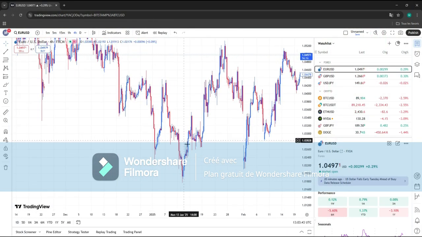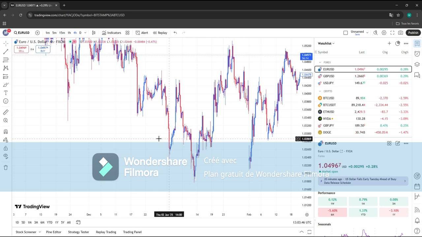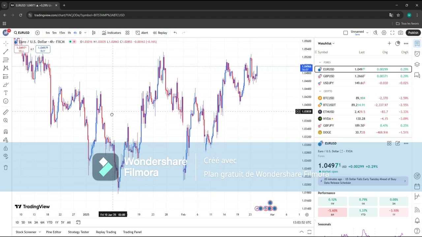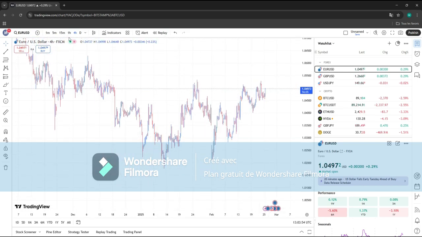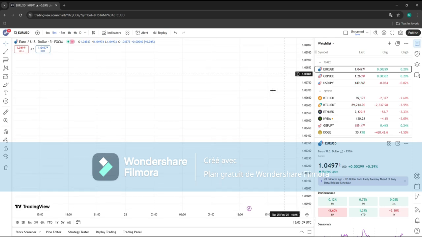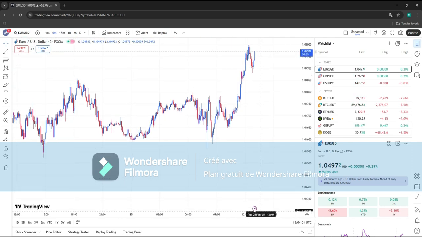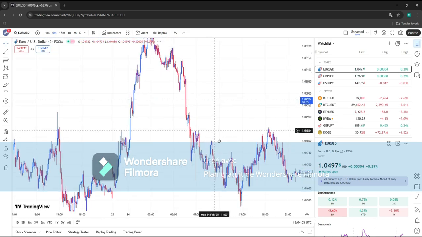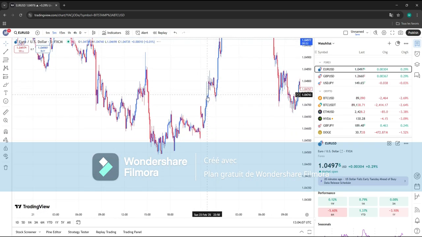We have right here an example of EUR/USD with the Fibonacci retracement. What is the Fibonacci retracement? When we look at the market right here, let's look at the 5 minutes. When we have an uptrend like this, we look at the higher highs and the higher lows.